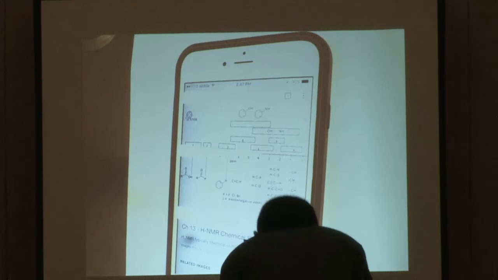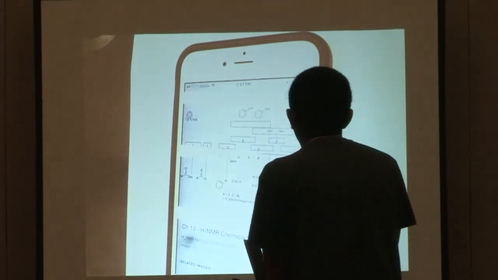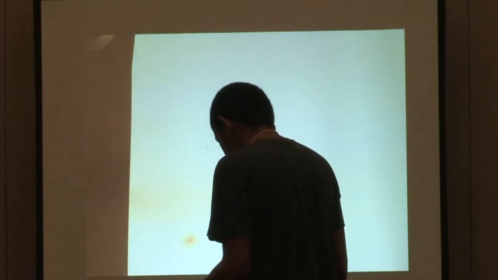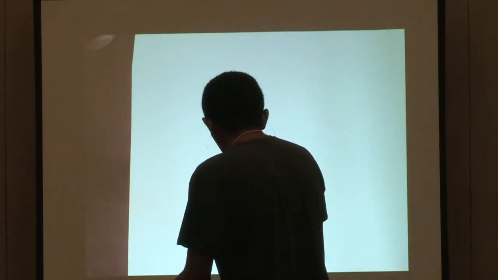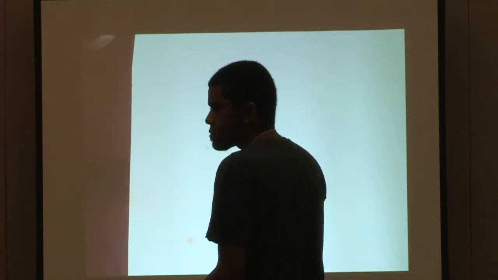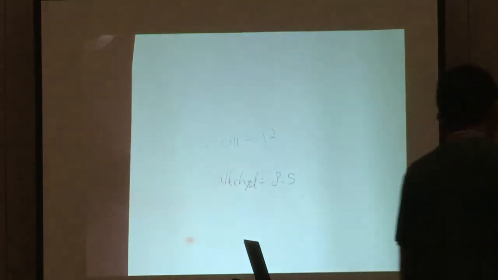Methyl, CH2, and a CH are all just going to be under 1. And then, do you guys understand carbocation rearrangement? Okay. Do you guys understand? Let me see what else I have.